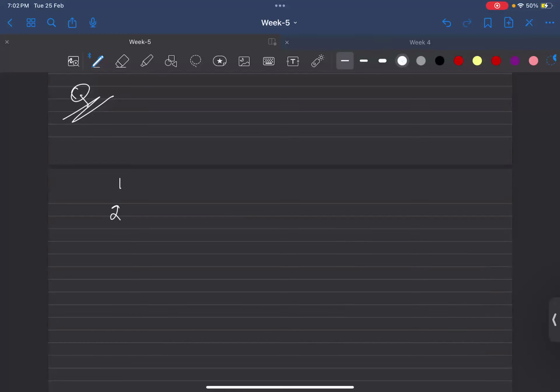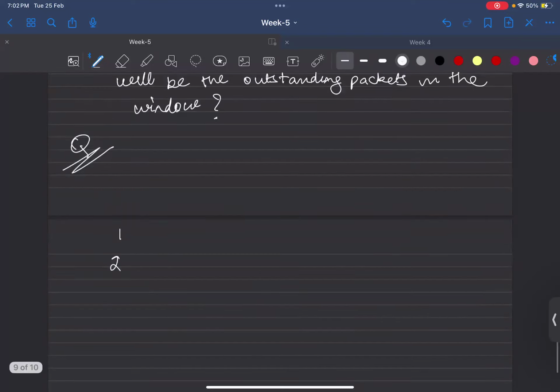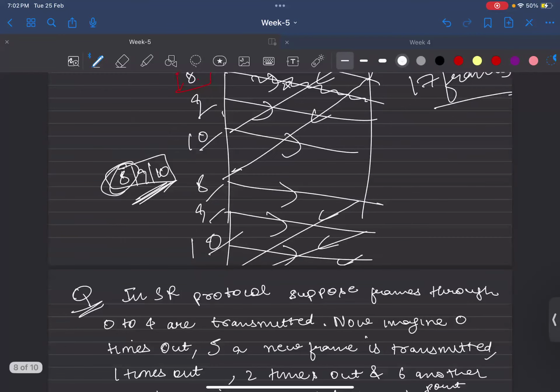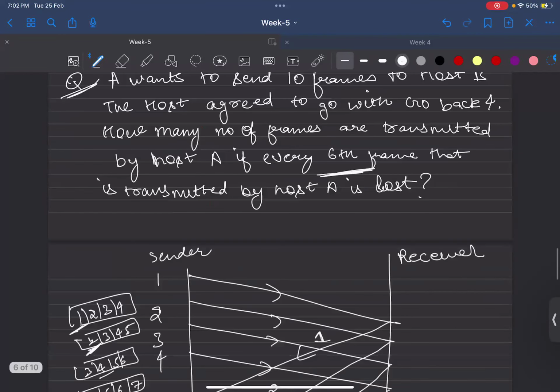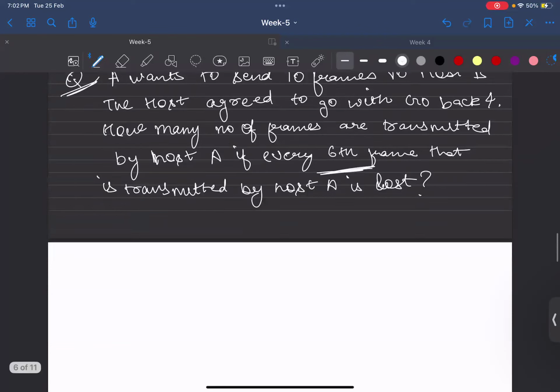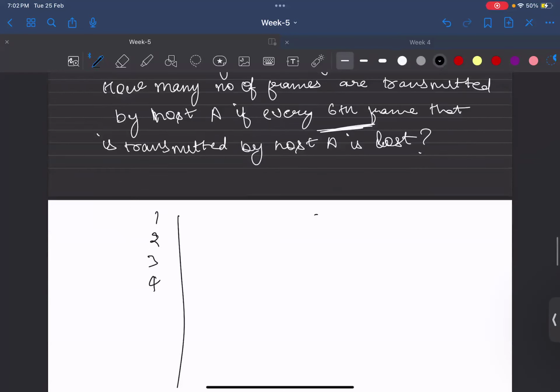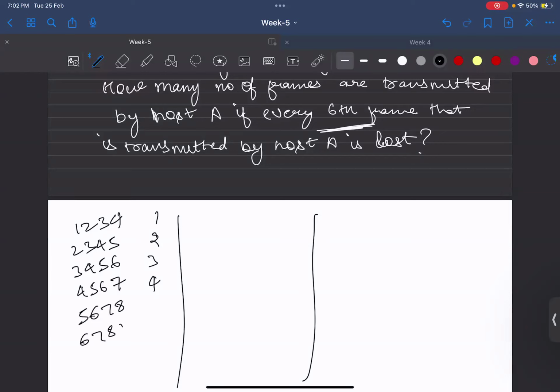Now what to do? What is the question? I'll do it here only. A wants to send 10 frames to host B. The host agreed to go with SR protocol with window size 4. So in SR, 1, 2, 3, 4 is transmitted, then 2, 3, 4, 5, then 3, 4, 5, 6, 4, 5, 6, 7, 5, 6, 7, 8, 6, 7, 8, 9.